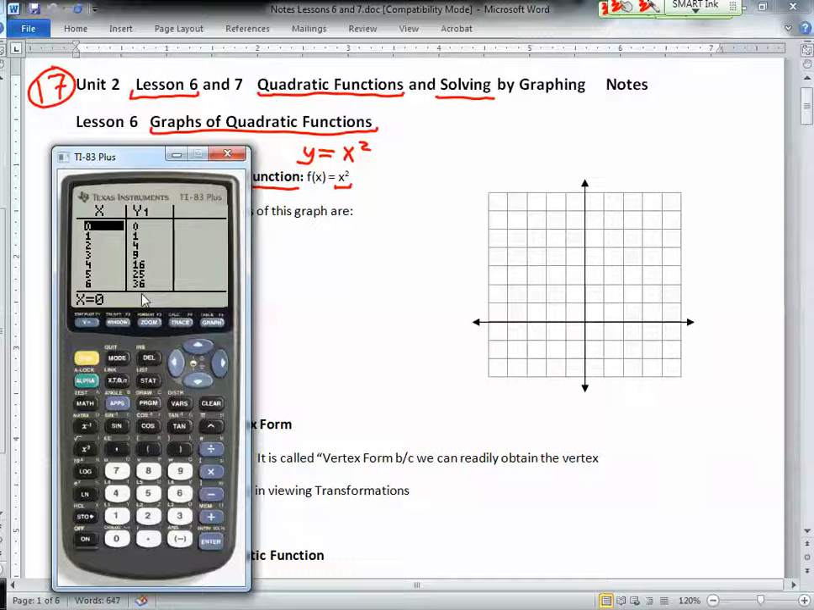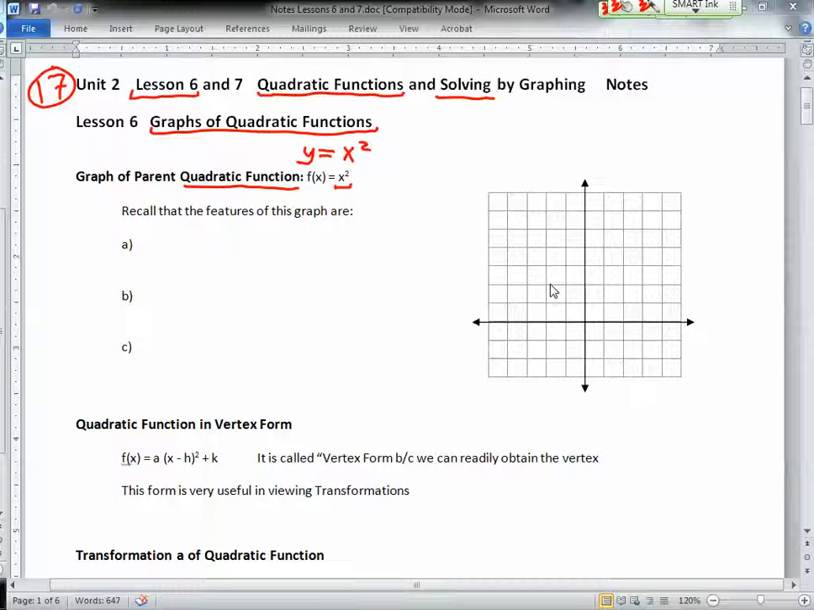So 0, 0, 1, 1, 2, 4, 3, 9. These are giving you actual points. So let me translate this over to my graph right here. I know I'm going to have that U shape, and I know it's going to go through the points. Let me start by saying the vertex is going to be at 0, 0, at my origin. I know it's going to go through the points 1, 1 and 2, 4.